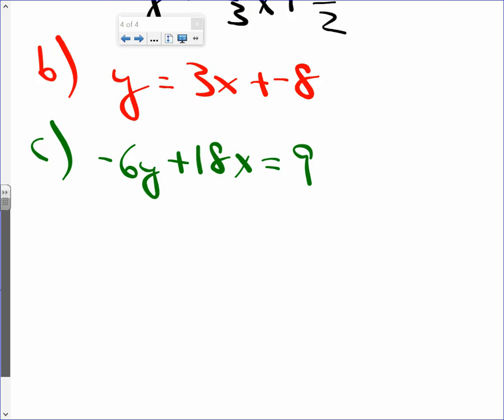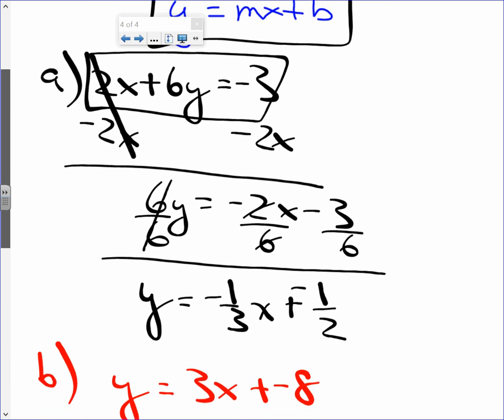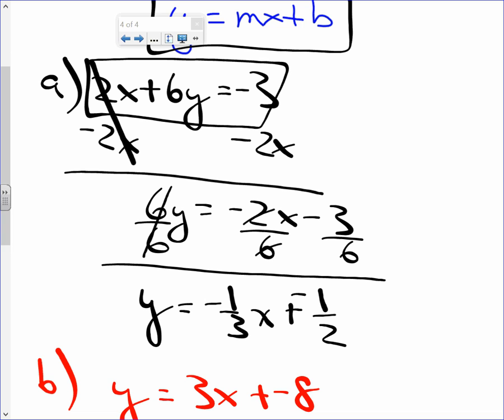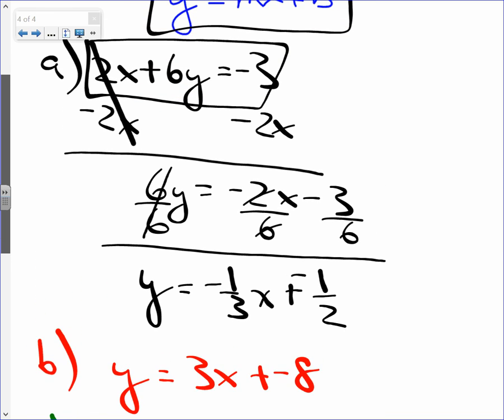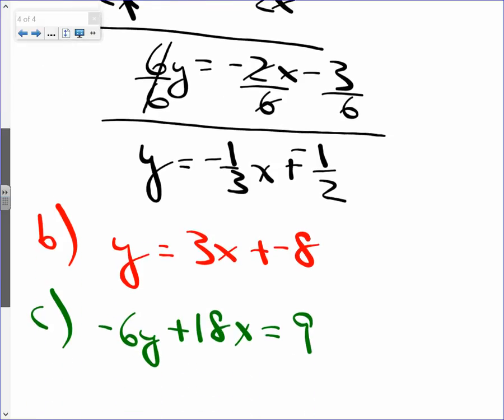Questions so far before we do line C? Any questions thus far? I know I'm going kind of fast, but any questions? Sure. So A is in black, B is in red, C is in green.